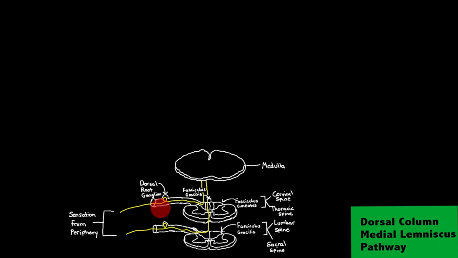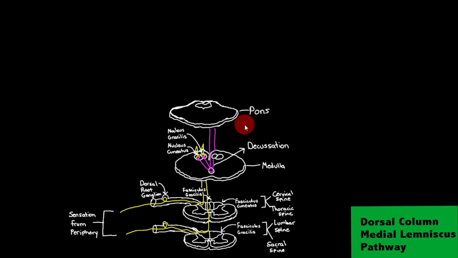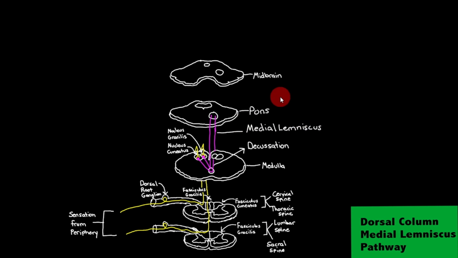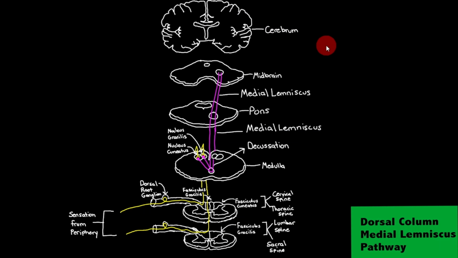The signal continues to travel up the spinal cord until it reaches the medulla. And within the medulla, you have the nucleus cuneatus and the nucleus gracilis. Here the signal synapses with another neuron and decussates, or crosses over, the middle of the medulla. The signal continues until it reaches the pons. The signal travels through the medial lemniscus in the pons and the medial lemniscus in the midbrain until it reaches the cerebrum. Within the cerebrum lies the thalamus.